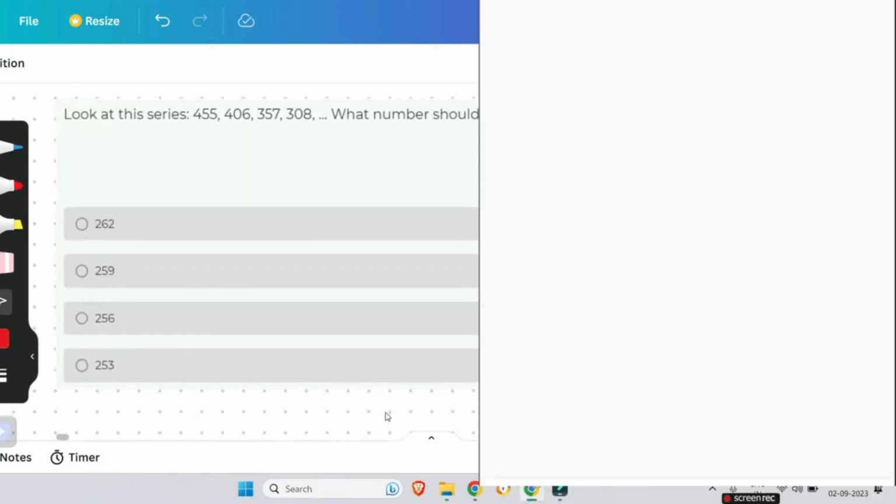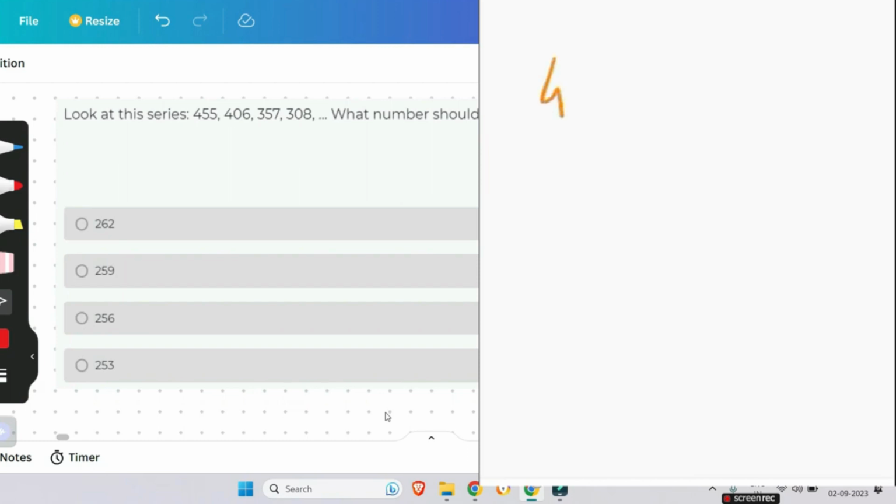So this is the next problem. What will be the next term in the series? 455, 406, 357, 308. Please pause and solve, right? Otherwise this will not help in your exam, right? Okay, look at the problem. So the 455, 406, right? So each number in this series is being subtracted by 49 from the previous one, right?